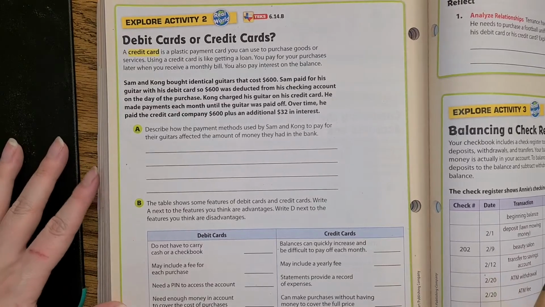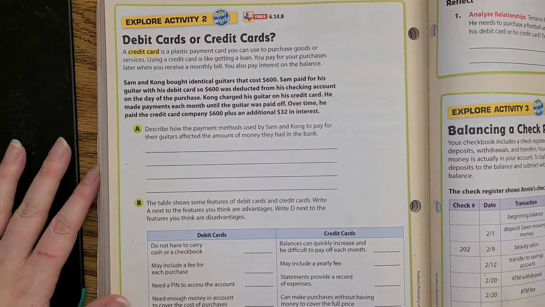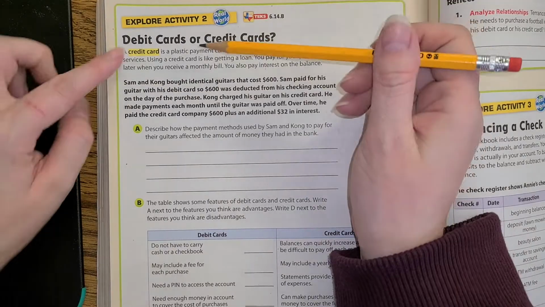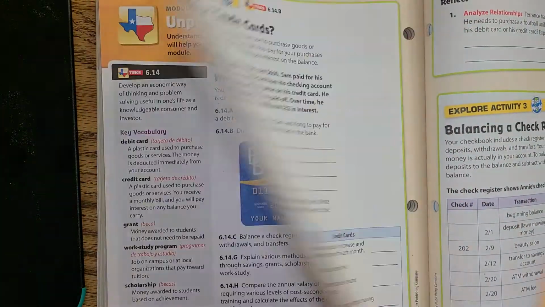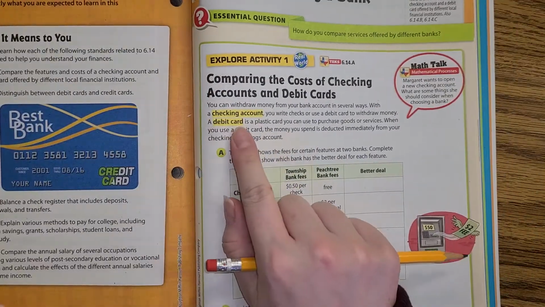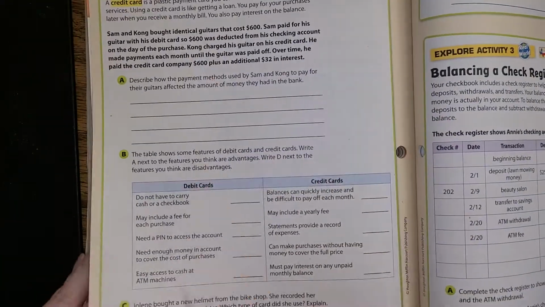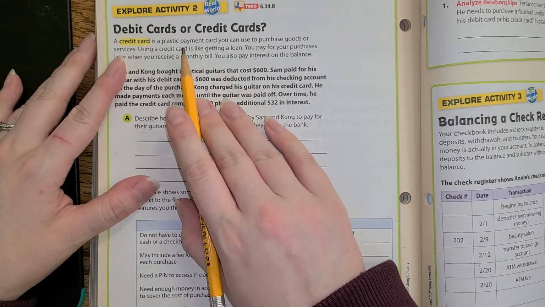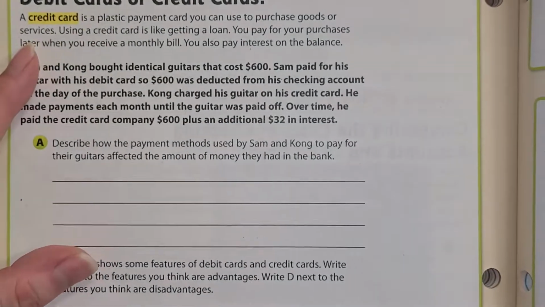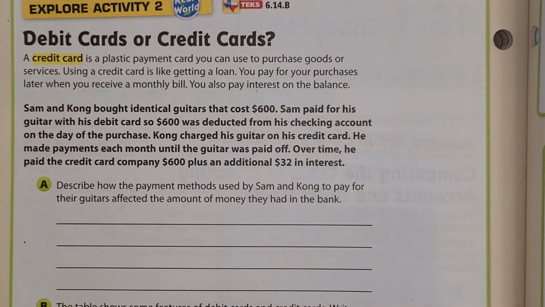All right, on the next slide, you're going to answer questions about debit cards versus credit cards. On that last page, we learned that a debit card is connected to your checking account and is your money now. A credit card is a plastic payment card you can use to purchase goods or services.